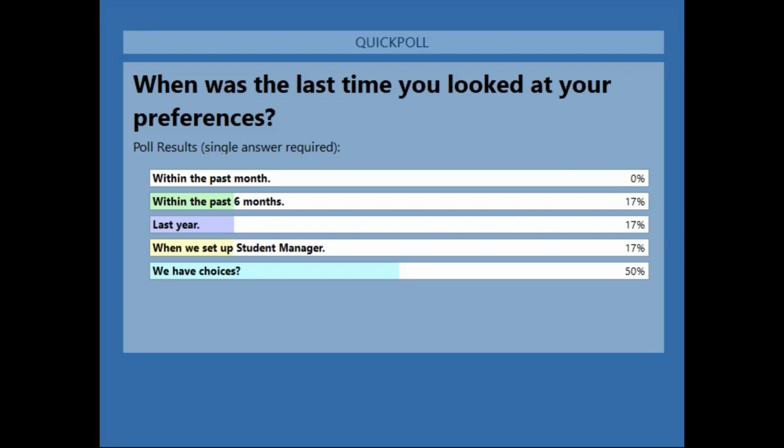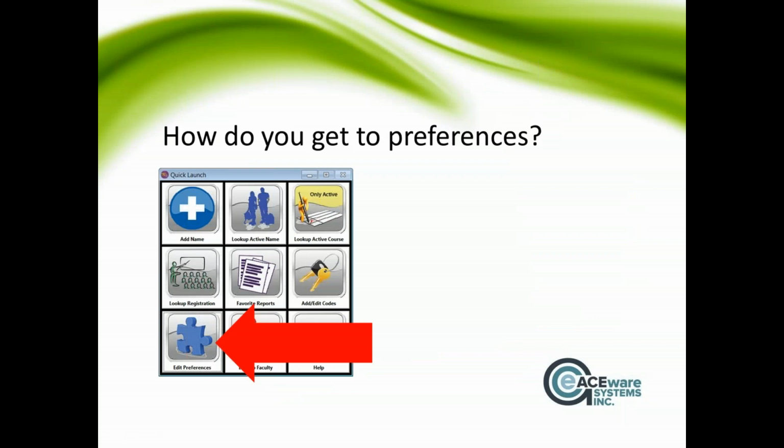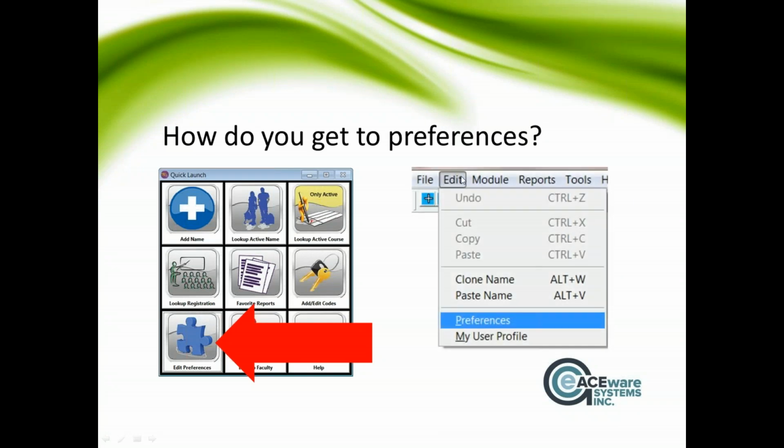Well, they did know you have a choice. Hopefully, that will definitely be covered here. You'll know you've got choices. So, how do you get to preferences? Well, if you use the launch screen in the middle, it's Edit Preferences. Otherwise, from the menu, it's Edit Preferences.